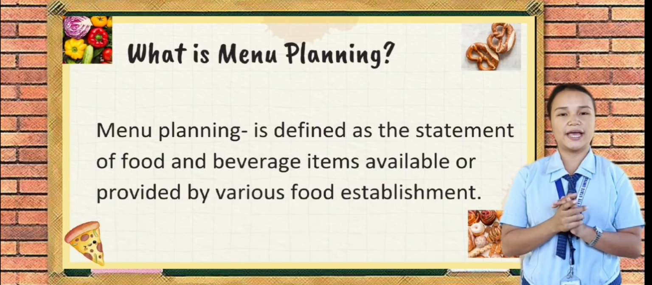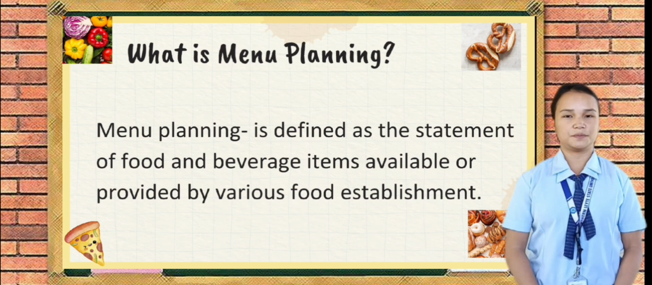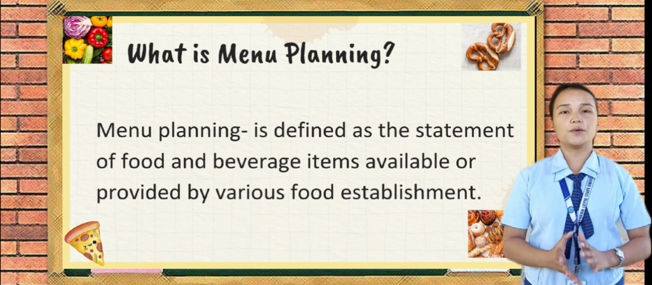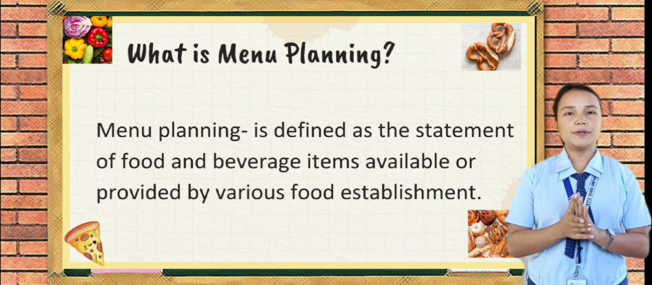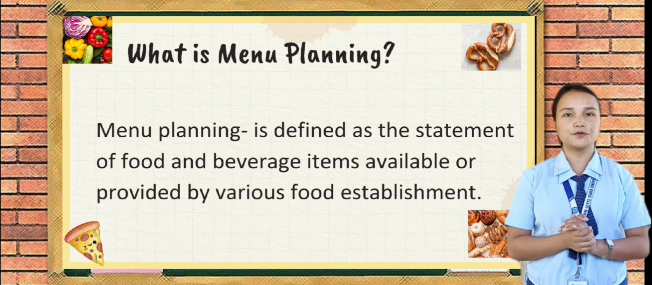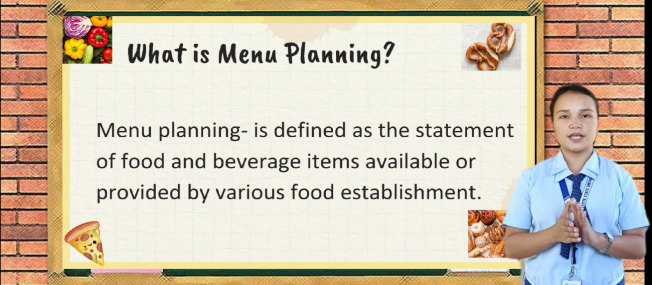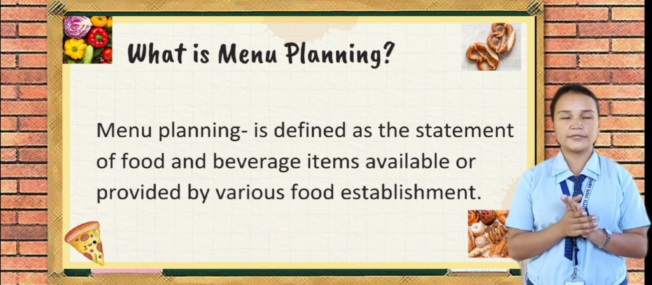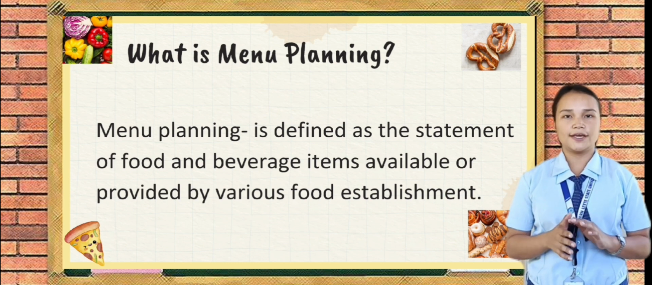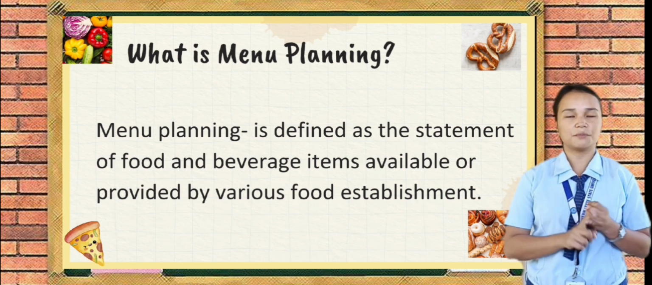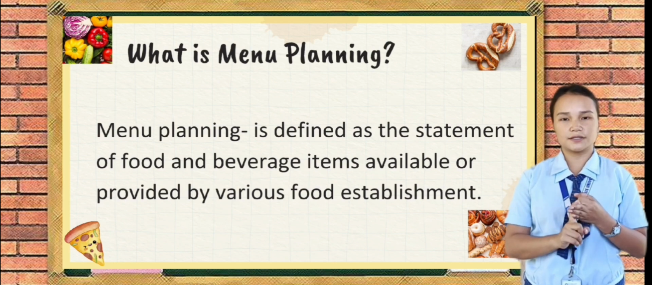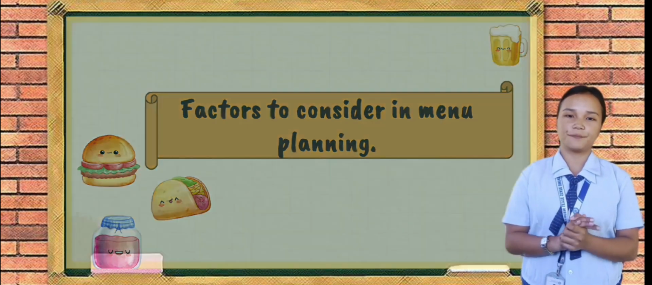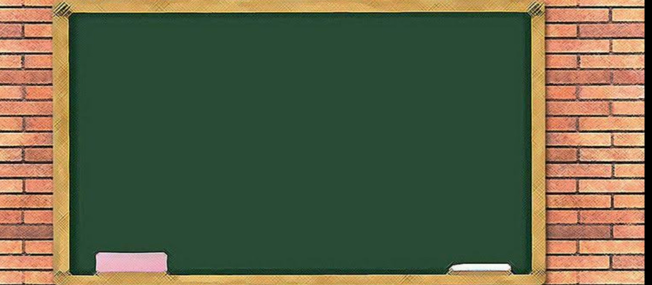So, what is menu planning? Everyone, please read. Okay, thank you. So, menu planning is a process of deciding which food and beverage items a food establishment will offer to its customers. Menu planning also involves selecting and organizing items based on factors such as target market, pricing, and business goals. So there are different factors that need to be considered in planning a menu.